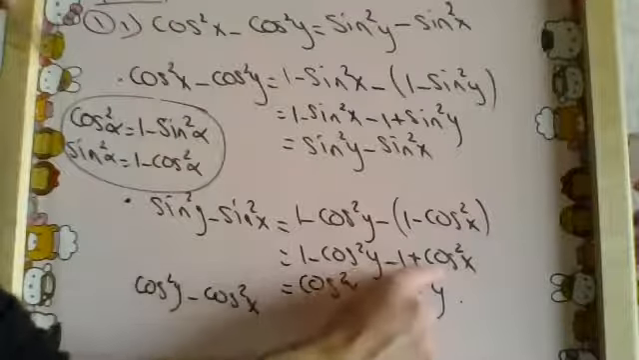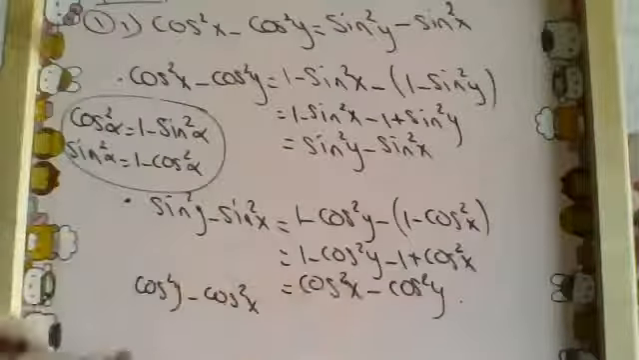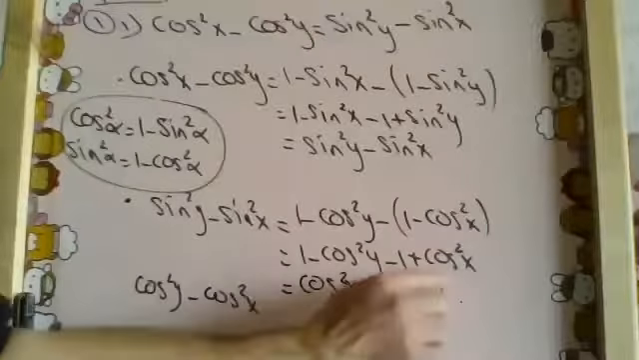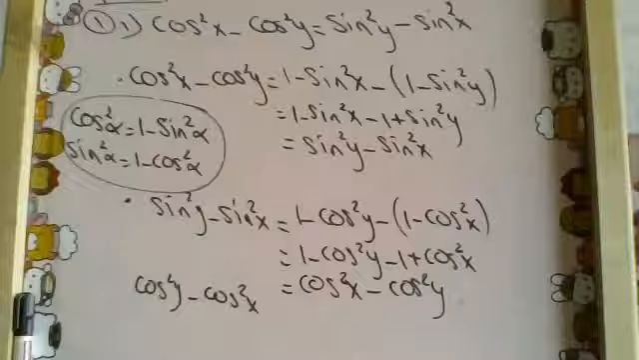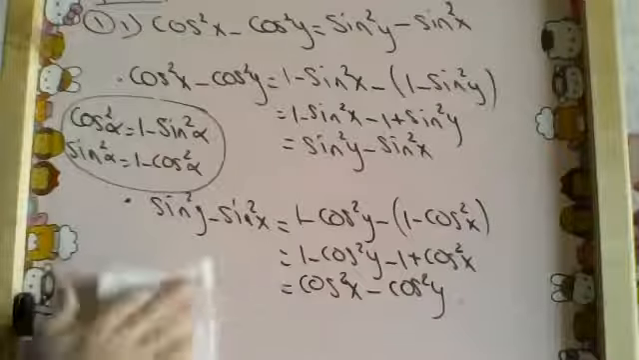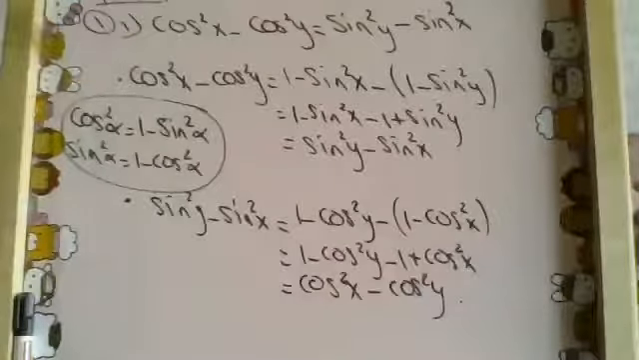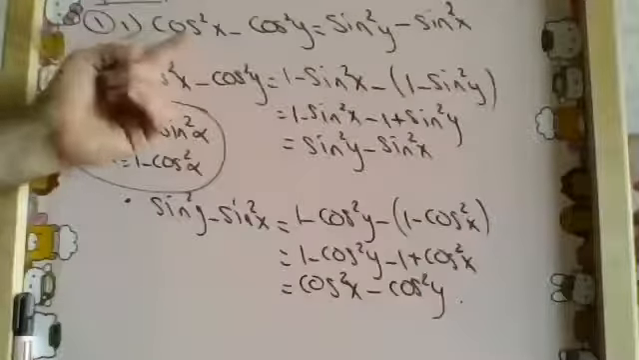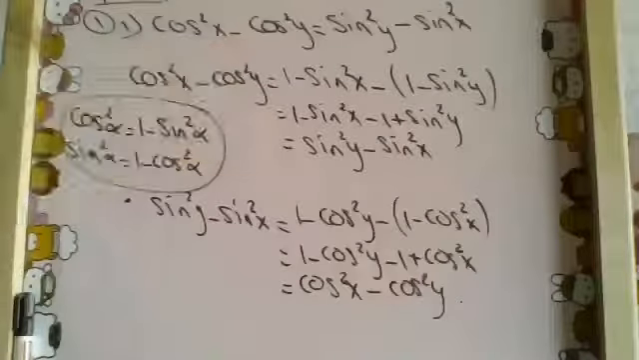And here it was positive cosine squared x, and here you wrote it negative. I'm rewriting it: cosine squared x minus cosine squared y. Yes, you can factorize here. This one you can write as cosine x minus cosine y into cosine x plus cosine y.